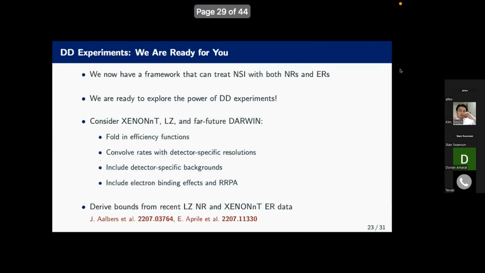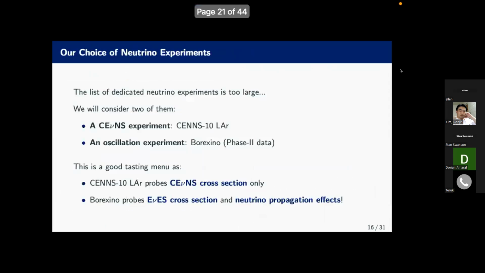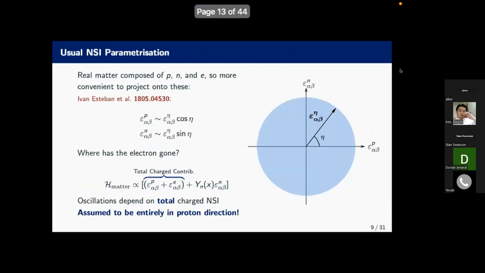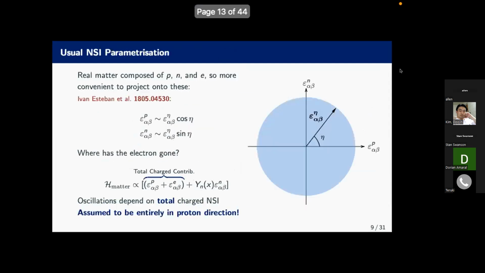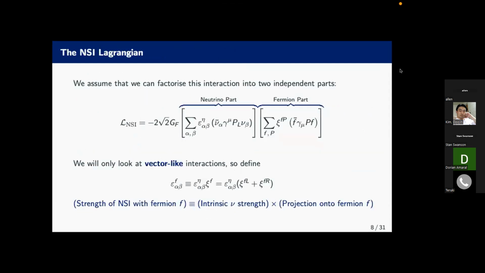If we were to expand the diagram like this, you'd see this mediator, and you'd have two vertices, one with the neutrino, one with the fermion. In a neutral current situation, one can basically ignore the other, but in a charged current situation, you can't. They're kind of entangled. So I would suspect that you can't perform this kind of factorization.